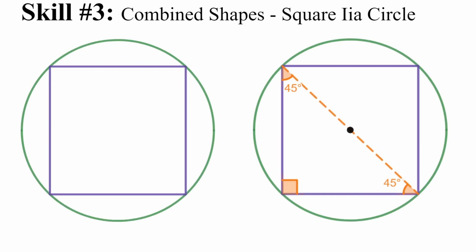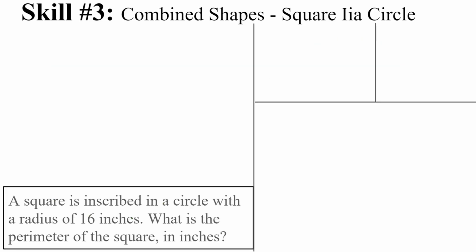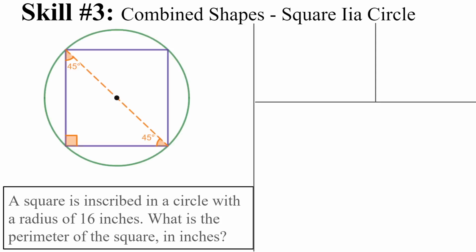So let's do an example. It says a square is inscribed in a circle with a radius of 16 inches. What is the perimeter of the square? Okay, so we're going to draw a square inscribed in a circle. And we can draw our 45, 45, 90. And see how it says radius of 16 inches? Remember that diagonal is a diameter, so we have to double it to get the diameter. So we're going to put 32. 16 times 2 is 32.